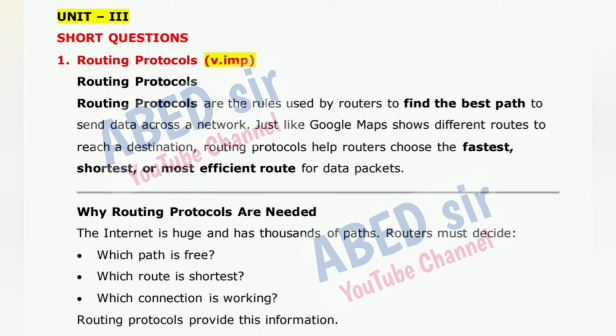Routing protocols are the rules used by routers to find the best path to send data across a network. Just like Google Maps shows different routes to reach a destination, routing protocols help routers choose the fastest, shortest, or most efficient route for data packets. Why are routing protocols needed? The Internet is huge and has thousands of paths. Routers must decide which path is free, which route is shortest, which connection is working. Routing protocols provide this information.